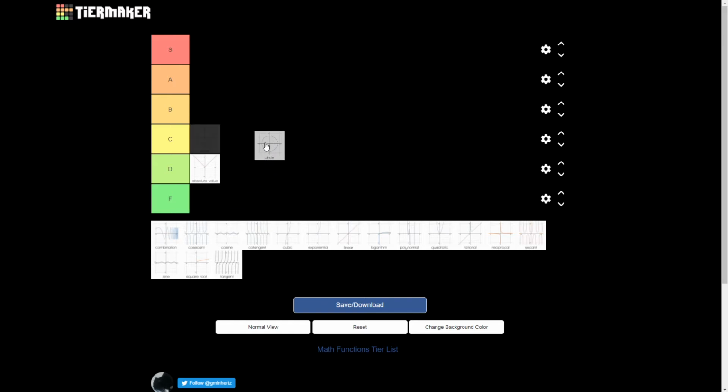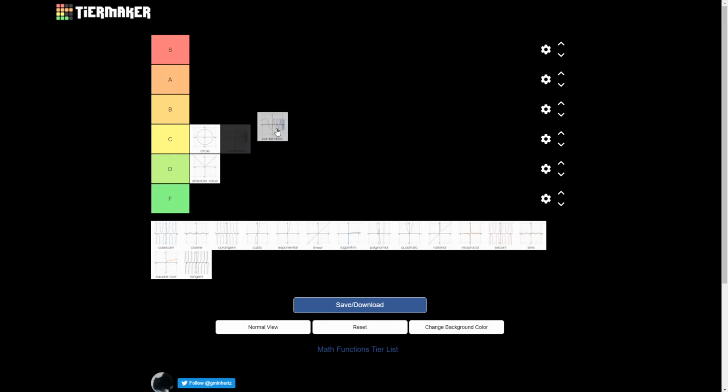Circle. Circle's neat because it curves, but no matter what you do to it, it's always just a circle. You're not really changing much, because you never ever see it be turned into an oval or anything. Probably C tier.